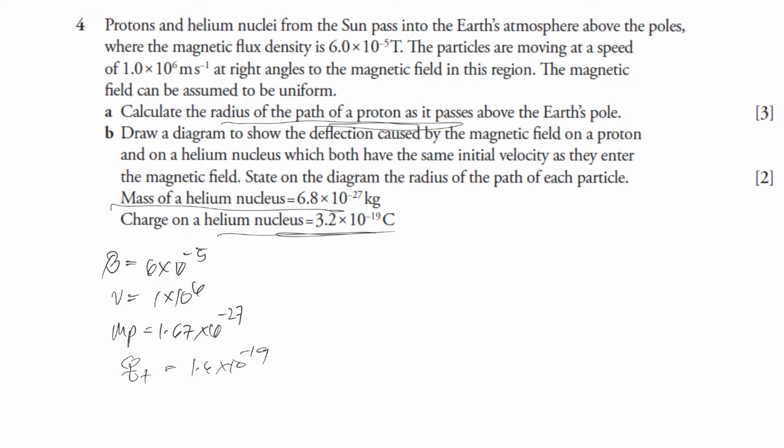For the path of the proton, we know the formula. For the radius, I give you the code, P bar: momentum, mv, that's P, equals BQR. That's why it's P bar. Now, my radius will be m times v over BQ. This is the mass of the proton. They have the same velocity.